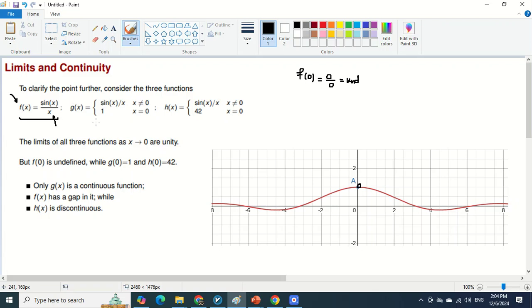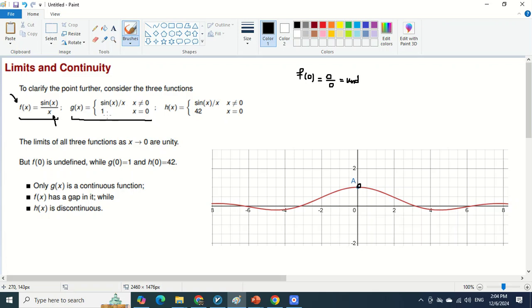so f of x at the point 0 is discontinuous, it's not continuous. So the second function that we have over here, g of x, is defined as sine of x over x for a value where x is not equal to 0, and for x equal to 0 that value is equal to 1. This function is continuous. Why is it continuous at the point 0? It's continuous in the whole space, indeed.